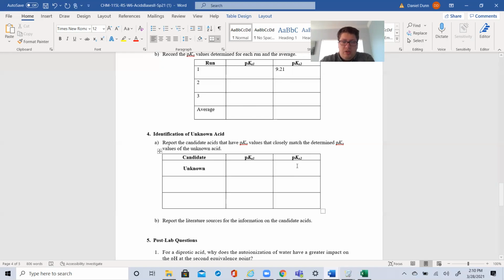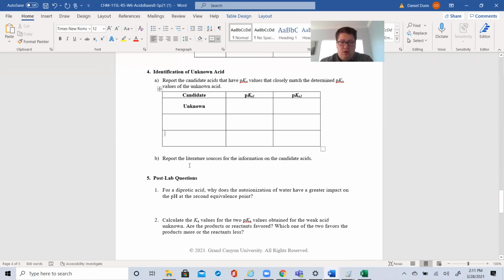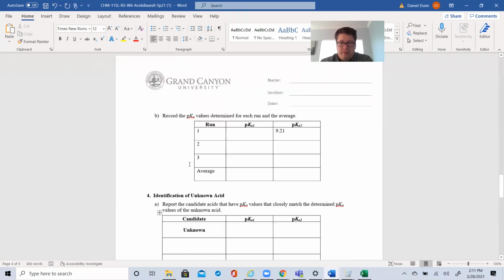You're going to have to go online and figure out two diprotic acids that have very similar ones to see, hey, is it this one or this one? Don't worry about being right or wrong. If you do this, you'll get points. Then report where you found the information from.